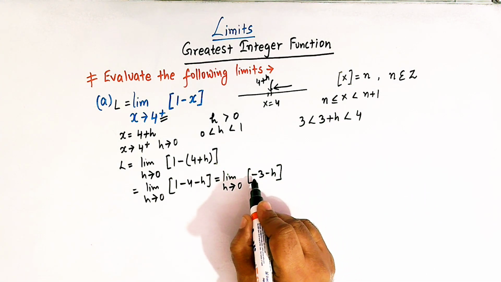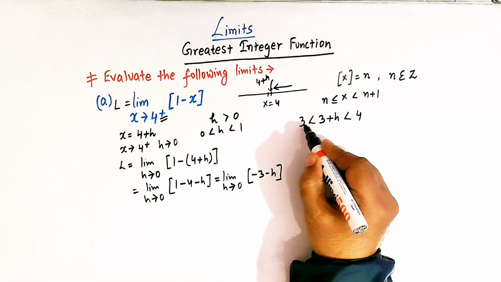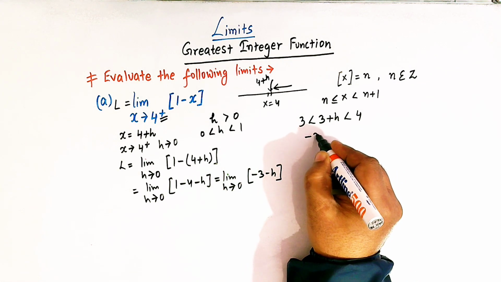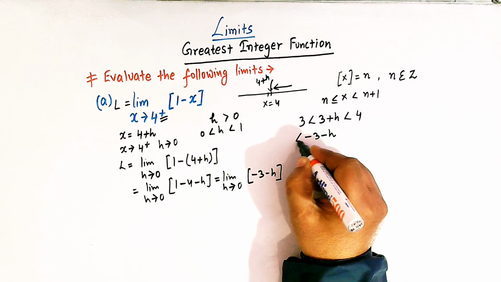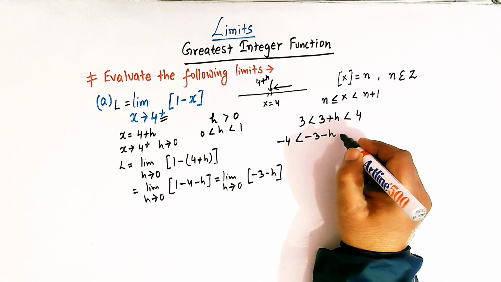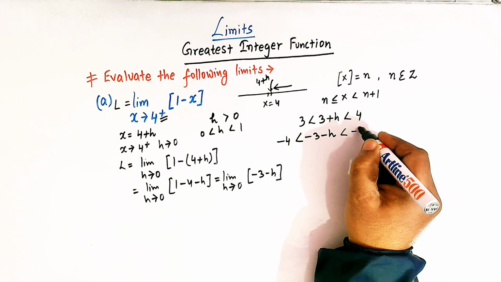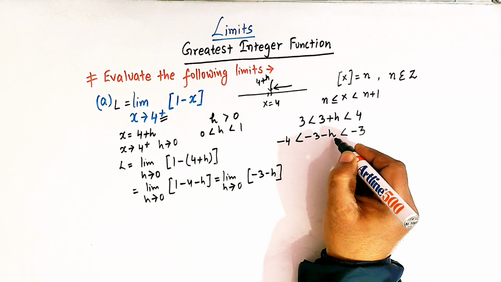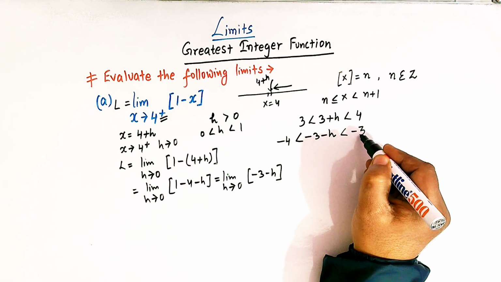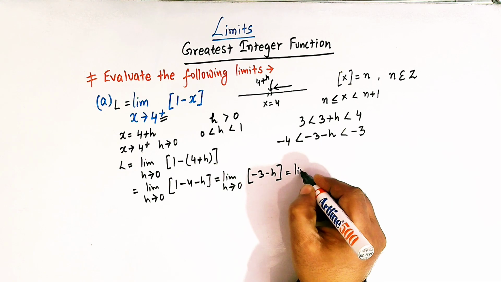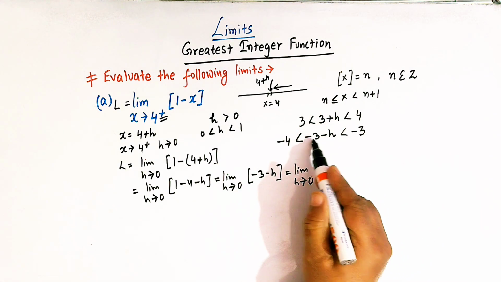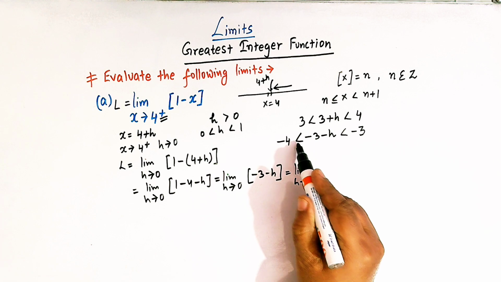So what happens to minus 3 minus h? If we multiply this inequality throughout by a negative sign, we can easily see that minus 3 minus h is greater than minus 4, because the direction of the inequality gets reversed, and it is less than minus 3. So minus 3 minus h is greater than minus 4 and less than minus 3. So now we have limit h tends to 0, and by this definition, minus 3 minus h is greater than minus 4.